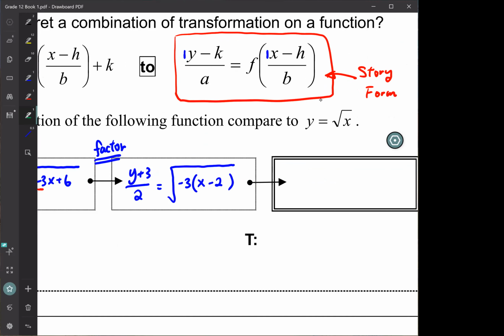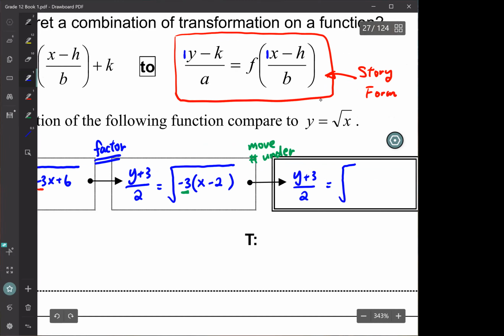We need to bring the number, okay, move the number under. Okay, there's a -3. We are moving the -3 under. So the y part stays. And then x minus 2 over, right? If I move -3 under, what will be the new number, Irae? I don't know.